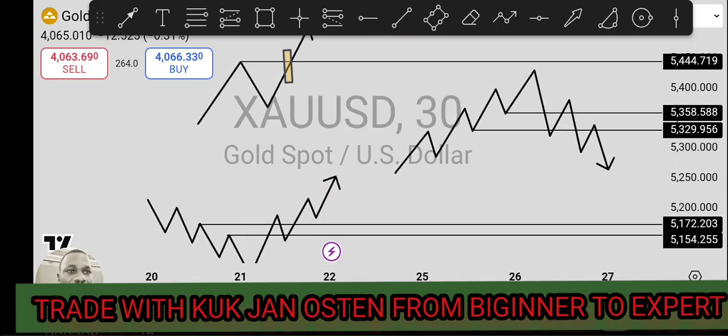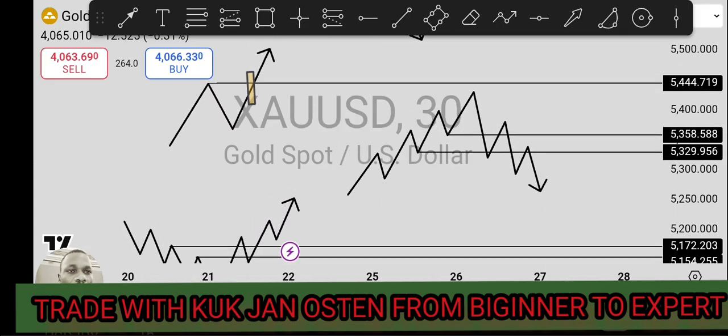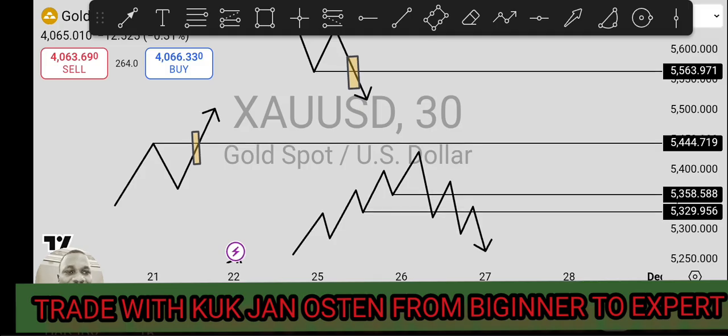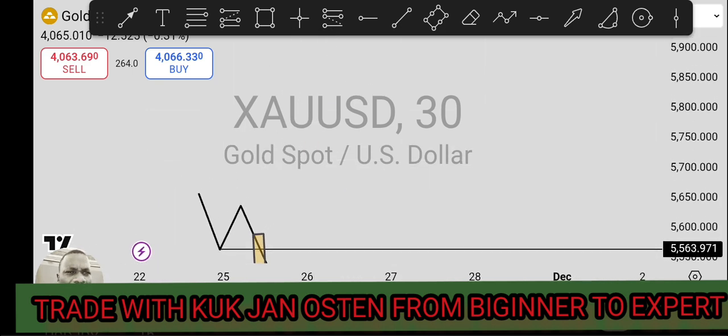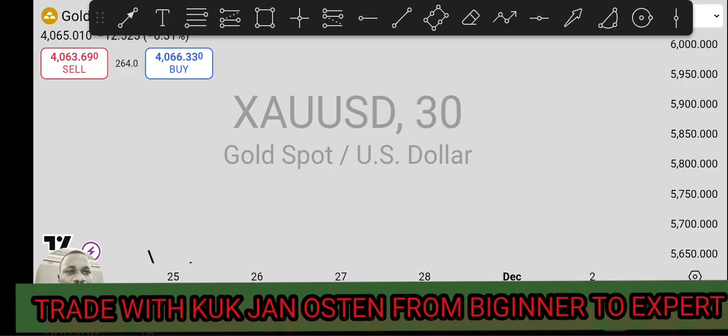So what's liquidity? Liquidity, sometimes we can say, is the fuel of the market. That's when the market can move. So this is the fuel of the market. Now, how can you identify liquidity? We can identify liquidity when we are seeing equal highs or when we are seeing equal lows.